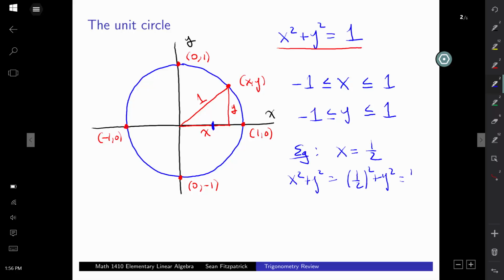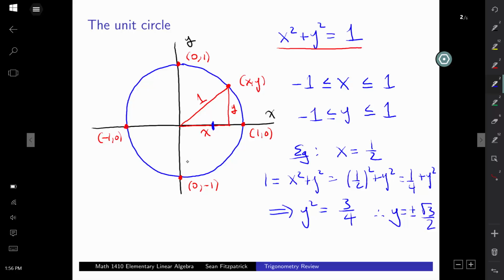And that's, of course, 1/4 plus y squared. And that whole thing is supposed to equal 1. So y squared plus 1/4 is equal to 1 tells me that y squared should be equal to, if I subtract 1/4 from 1, I'm left with 3/4. And that tells me that y, well, if I take square roots, there are two possibilities. There's a positive root and a negative root. Square root of 3 over 2.